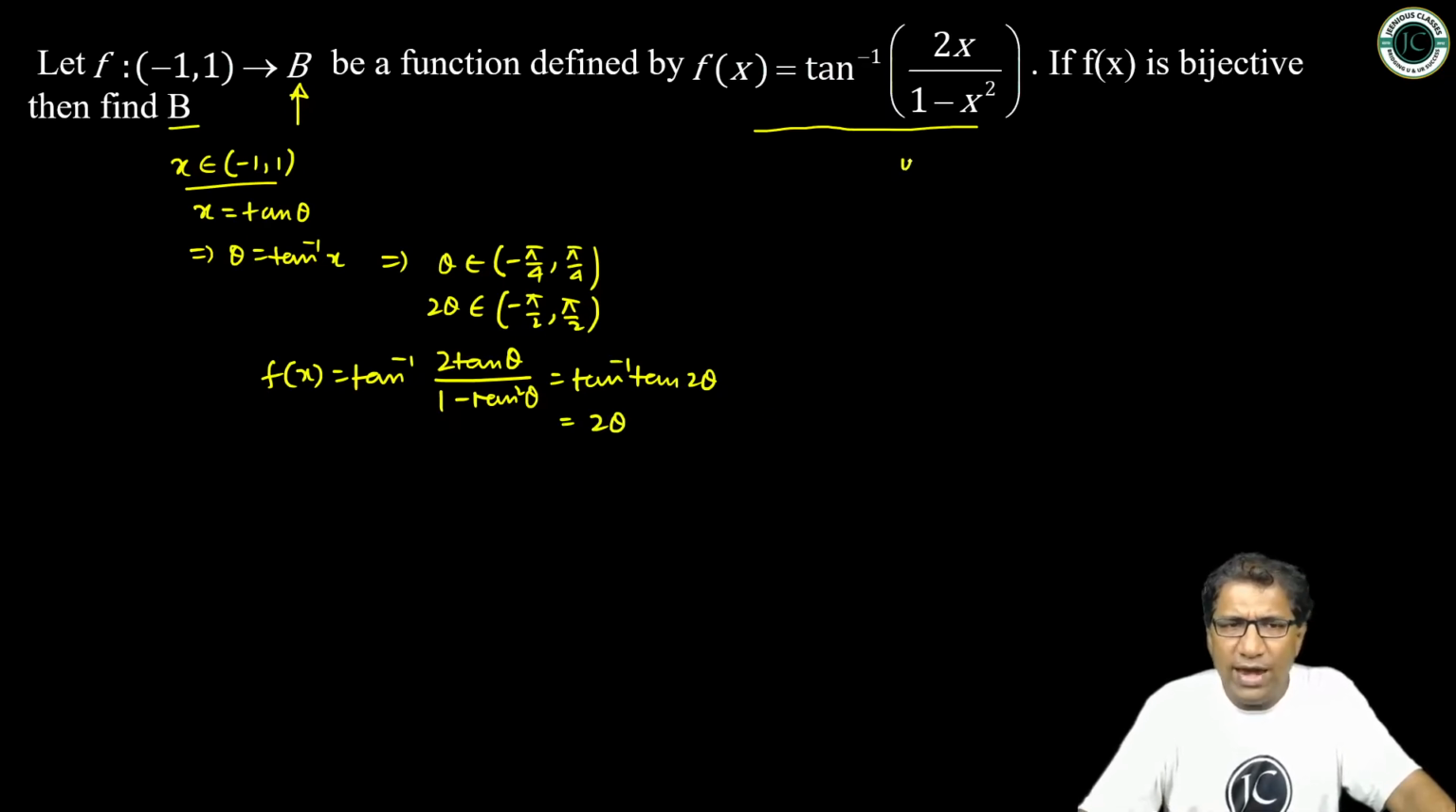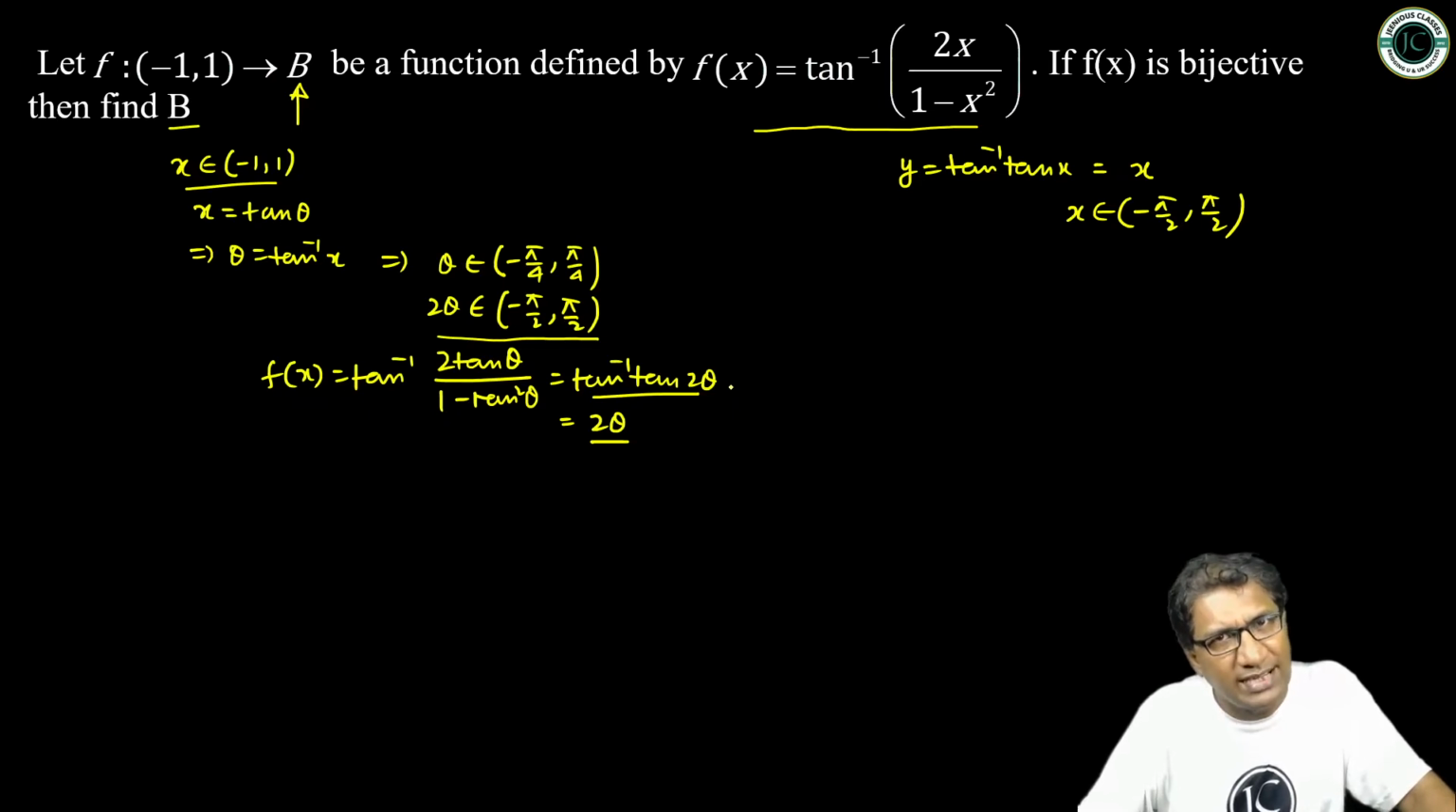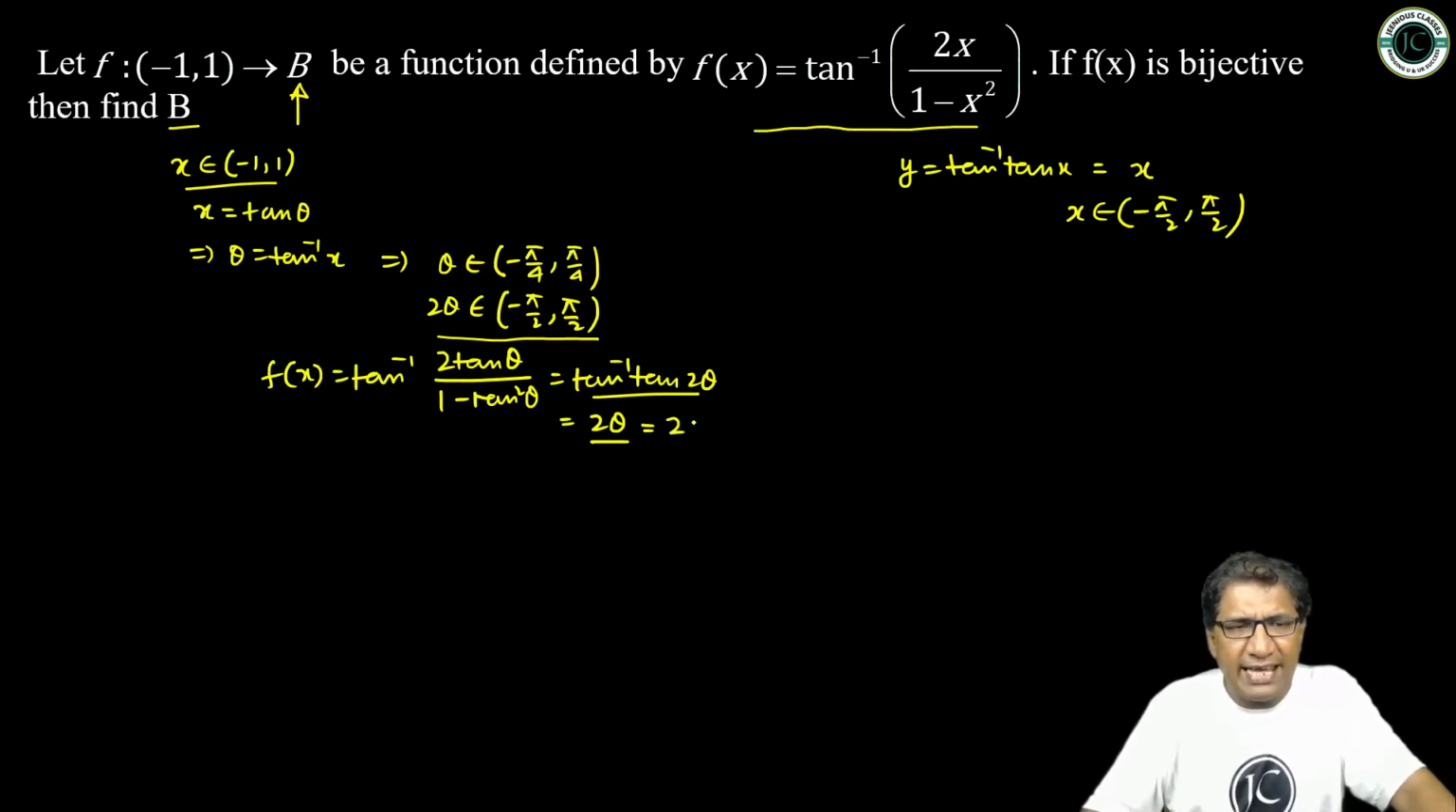Why? Because we know that y equals tan inverse tan x can be written as x when x belongs to -pi/2 to pi/2. Now here, tan inverse tan 2 theta we wrote as 2 theta. Why? Because 2 theta belongs to -pi/2 to pi/2. Is it clear? Therefore, fx is 2 tan inverse of x.